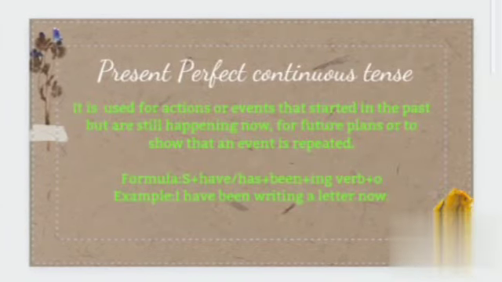Present perfect continuous tense. It is used for actions or events that started in the past but are still happening now, for future plans, or to show that an event is repeated. Formula: subject plus have/has plus been plus ing verb plus object. Example, I have been writing a letter now.